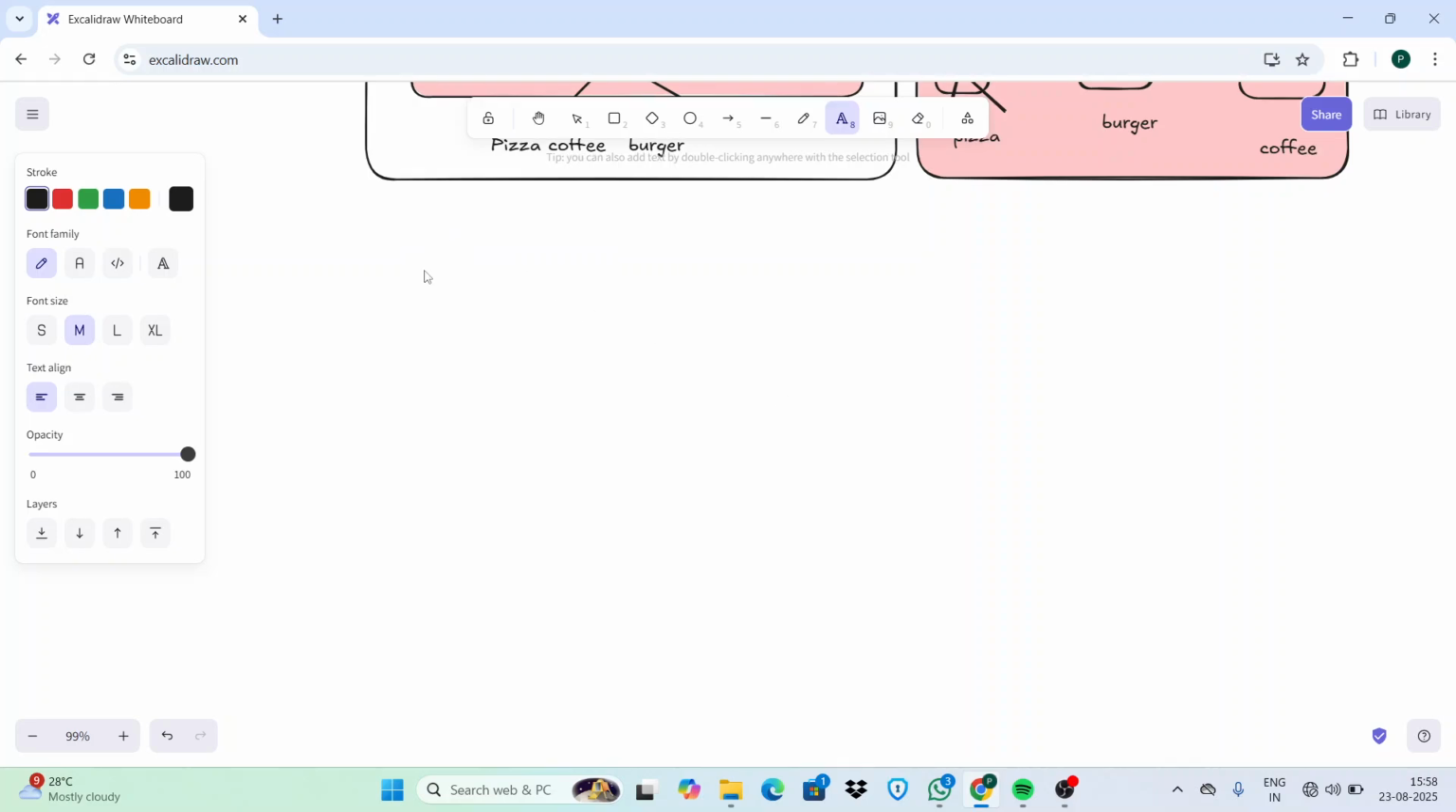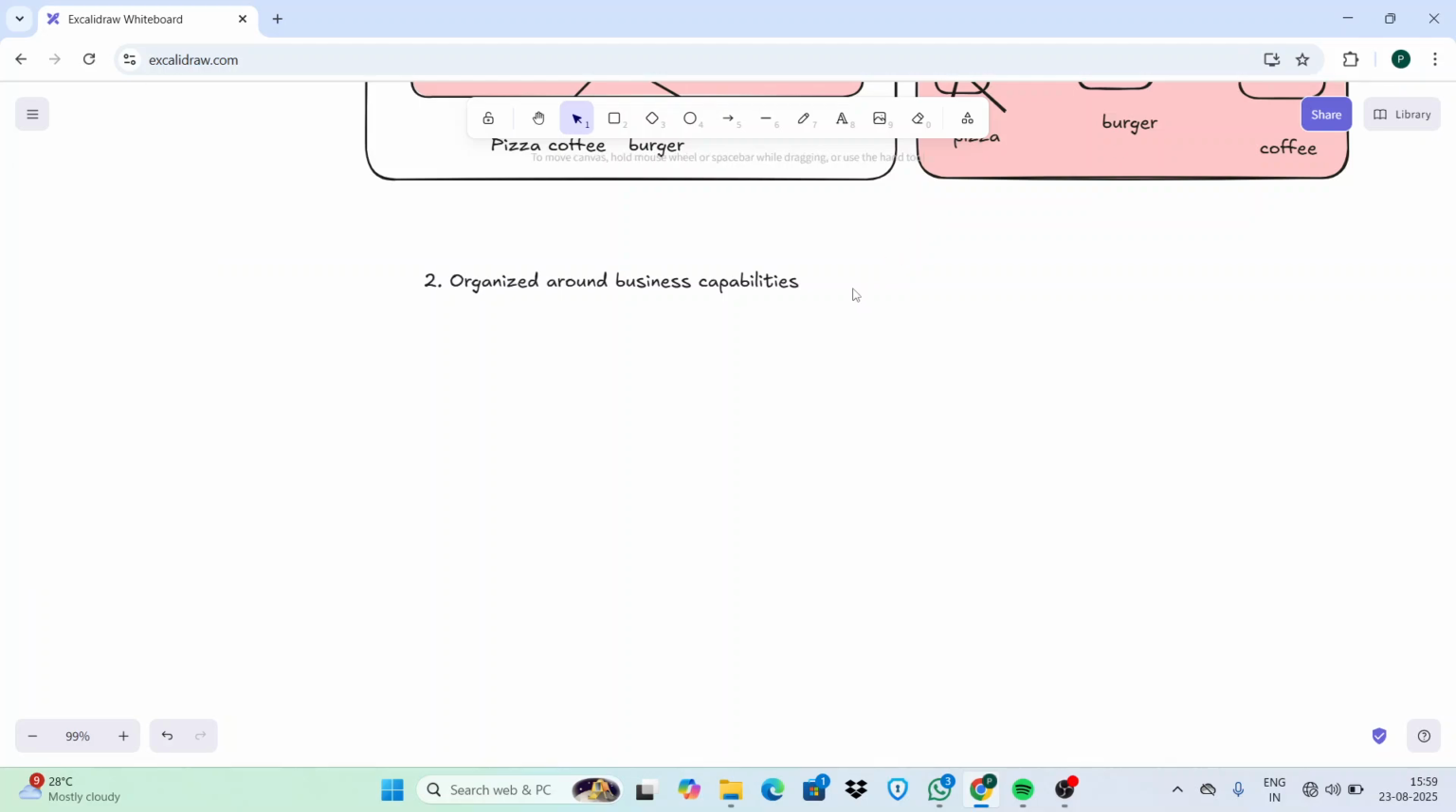Then the second principle is organized around business capabilities. So this is the second principle of microservices.